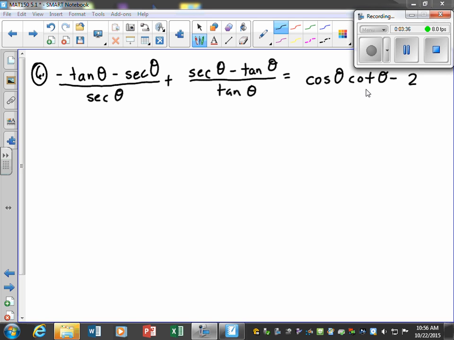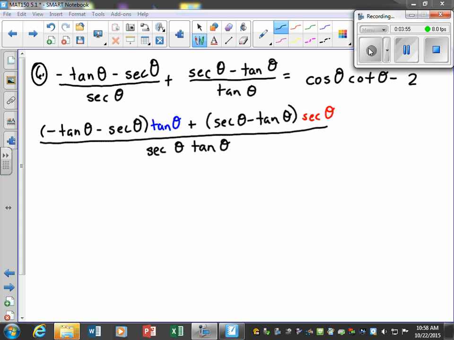We got this and this, but this is kind of combined, so I'm going to get a common denominator. So let's get a common denominator with these. So what's the common denominator with these two? Secant theta, tangent theta. So let's do that for this step. Okay, so we put that over a common denominator. Make sure you get caught up with that. The next thing we want to do is we want to distribute.